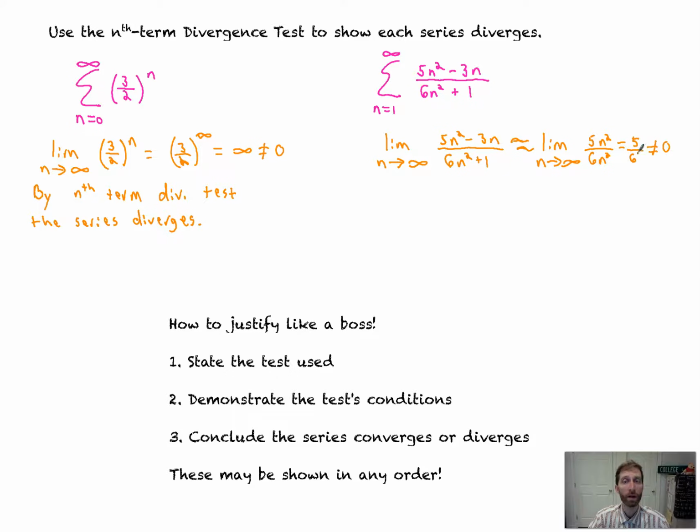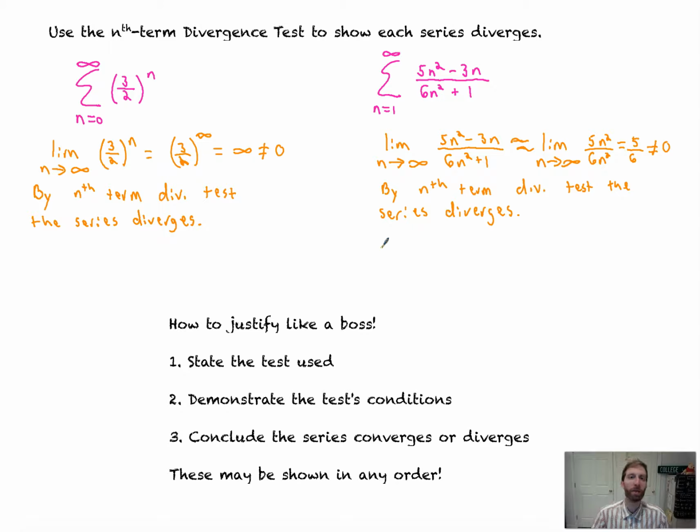That part's important. You're showing the person who's grading your work that you understand that the limit is not 0. So again, I would state by the nth term divergence test, the series diverges. Now, I'm going to repeat as I said in the last page, and I'm going to go over this in the next page as well. If the limit of any of these series did equal 0, we cannot say that the series converges. The nth term divergence test shows divergence.